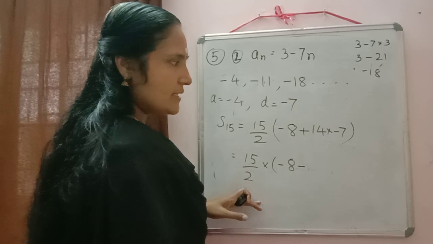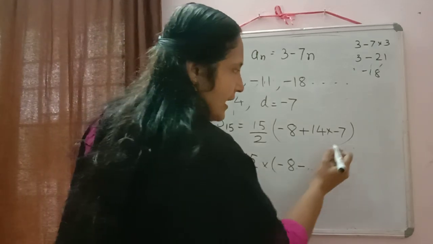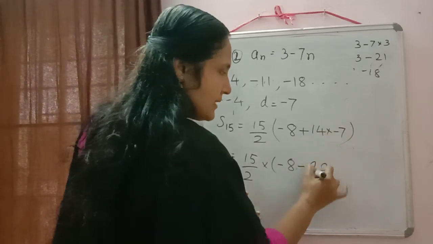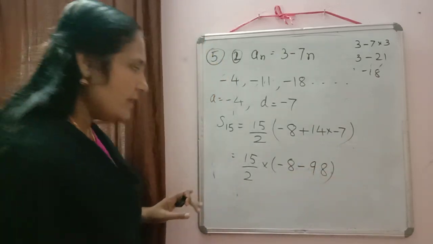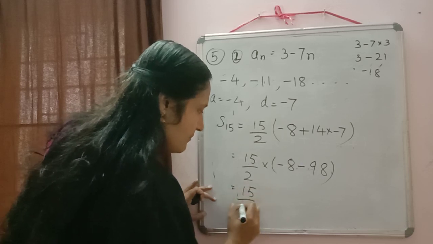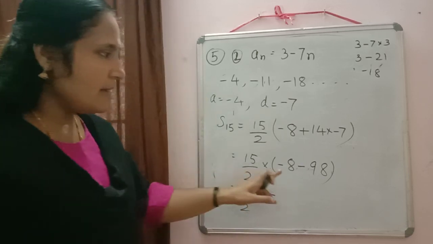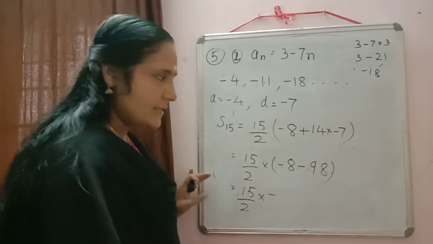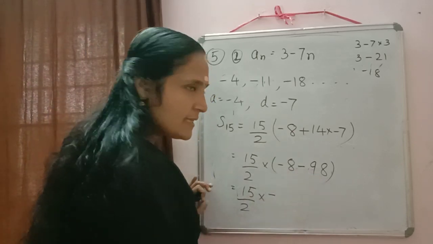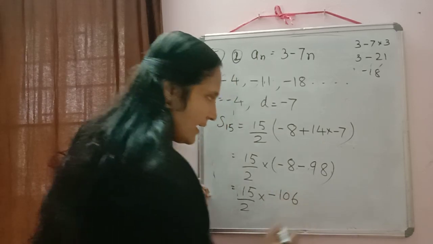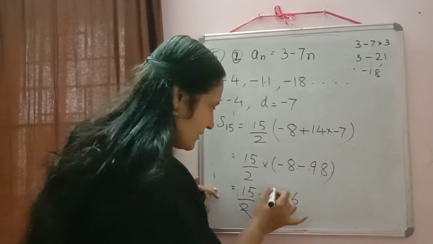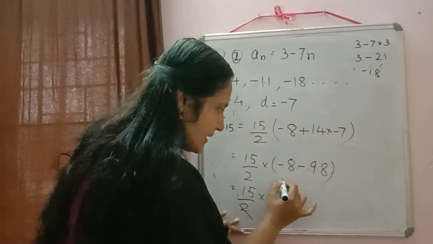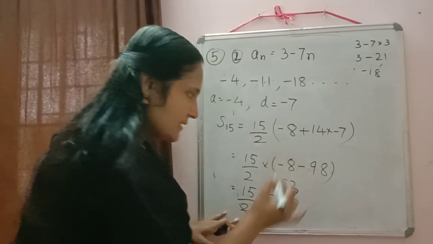14 sevens are 98. 7 fours are 28, carry over 2; 7 ones are 7 plus 2 is 9. So 14 sevens are 98. So 15 by 2 into minus, whenever two numbers are negative, we add the numbers, but the sign will be negative. So 98 plus 8 will be equal to 106. Now we can cancel it by 2. So 2 5s are 10, 2 3s are 6, 53.